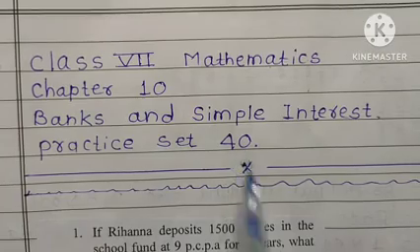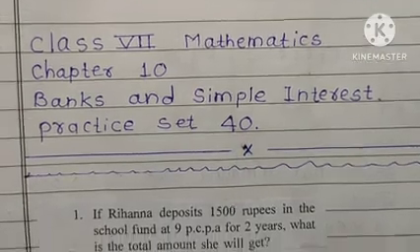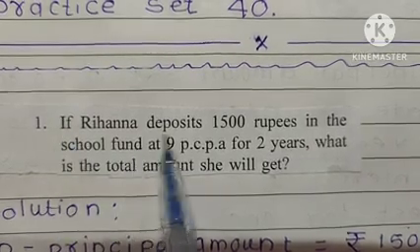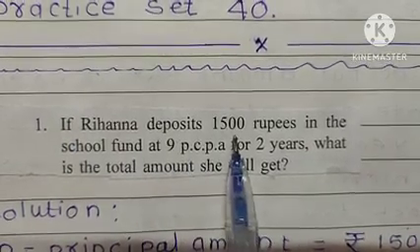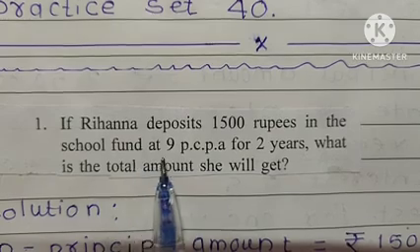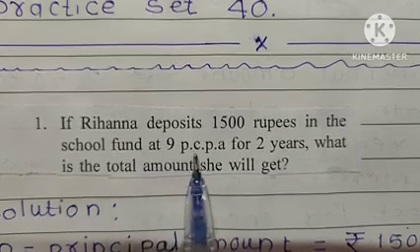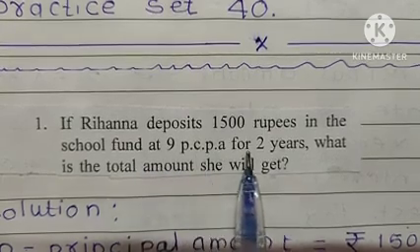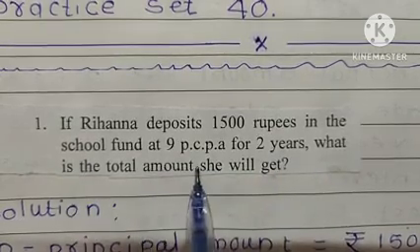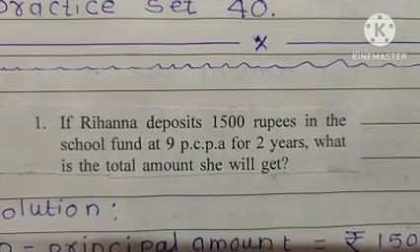Practice set 40. Example number 1. If Rehanna deposits 1500 rupees in the school fund at 9 percent per annum for 2 years, what is the total amount she will get?